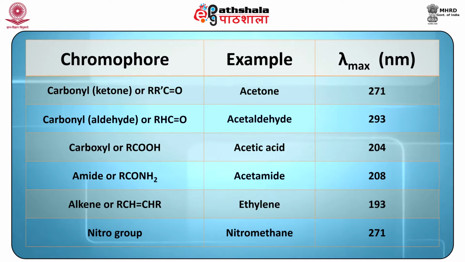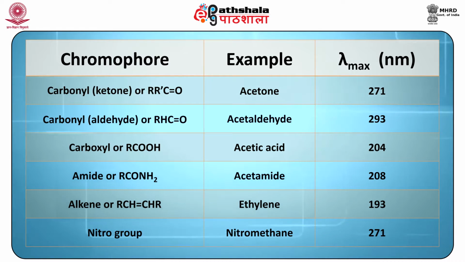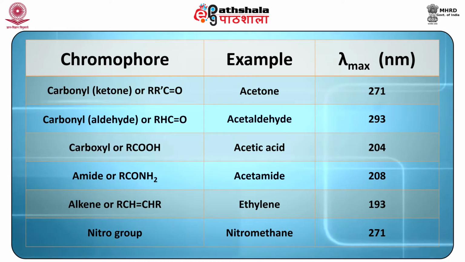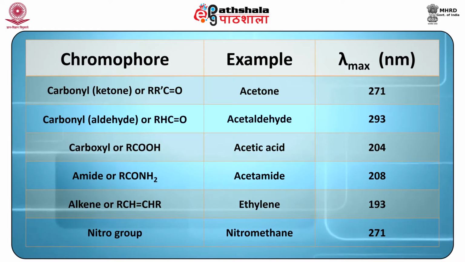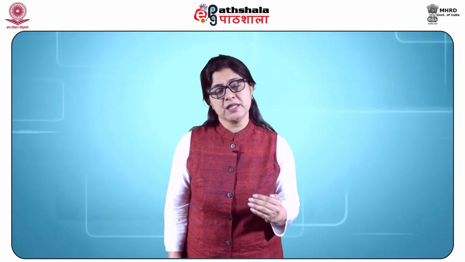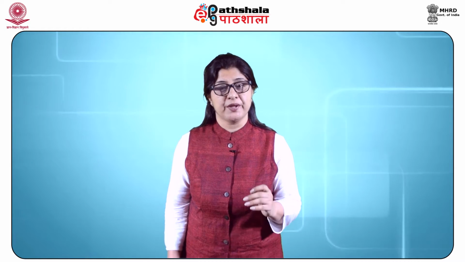For example, we can look at a carbonyl group. Acetone absorbs at a lambda max of 271 nanometers. The carbonyl group of an aldehyde, in the case of acetaldehyde, absorbs at 293 nanometers, and similarly for the other chromophoric groups. Thus, the presence of an absorbance band at a particular wavelength indicates the presence of a particular chromophore in that molecule.